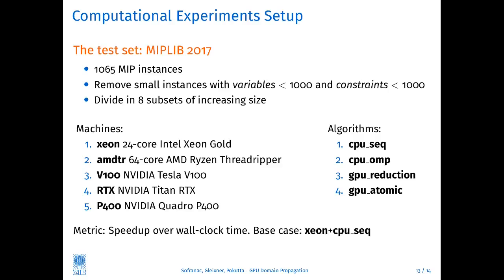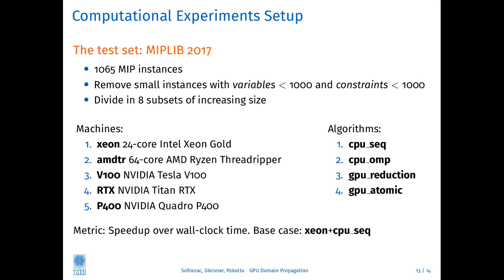To test our implementation, we used the MIPLib 2017 test set. This test set is the de facto standard for MIP solvers. It contains both very small and very easy, as well as very large and hard problems. We removed the smallest of the instances from the test. For these, there is no motivation to replace the sequential algorithm, nor is there enough parallelism for the GPU to exploit. Additionally, to be better able to gauge the effect of the size of the instance on the algorithm, we divide the rest of the instances into 8 subsets of increasing size.